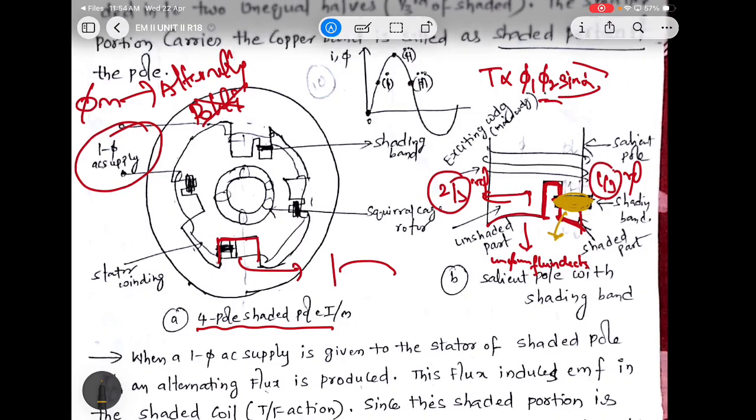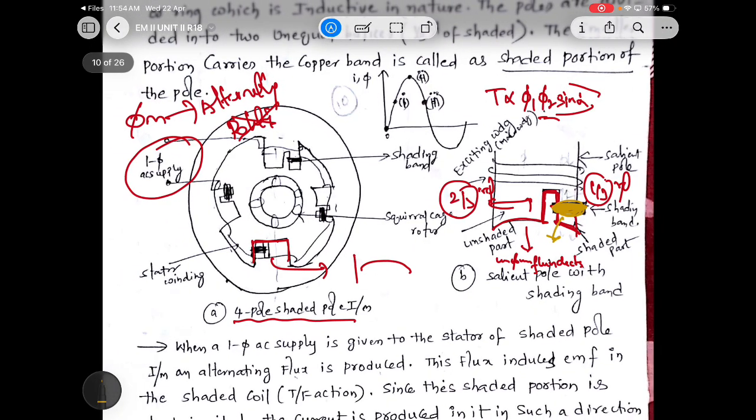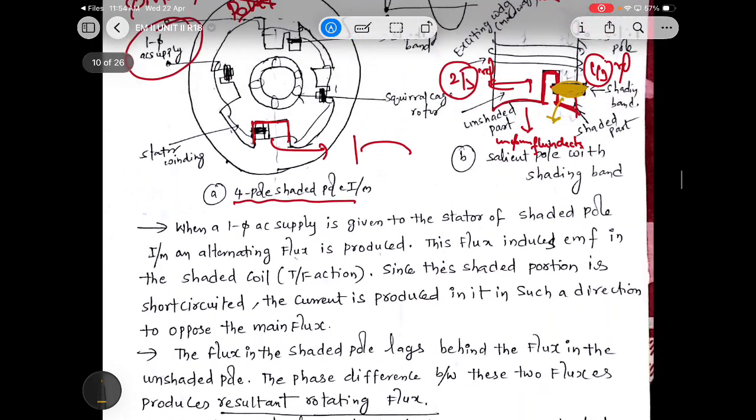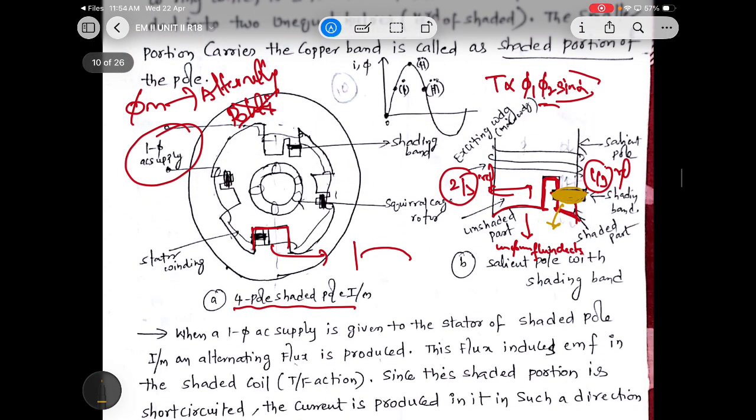Let me tell you. I'm inserting this copper band around the small portion. You already know that whenever a current carrying conductor is placed under a magnetic field, a torque is generated, and when a rotating conductor is placed under a magnetic field, an EMF is generated here. So let's use Faraday's law concept.